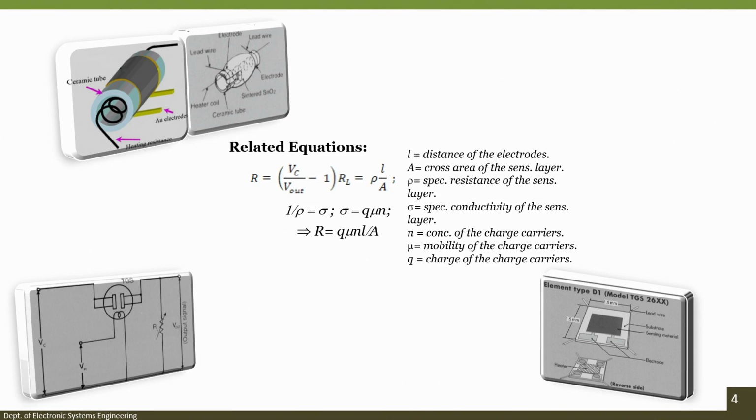R equals Vc by Vout minus 1 into RL, equals rho L by A. Rho L by A is nothing but the resistance, and rho is your resistivity, L is your length, and A is the cross sectional area. If you increase the length, the resistance will increase. If you decrease the area, resistance will increase. If you increase the resistivity, resistance will increase. If you decrease the resistivity, resistance will decrease.